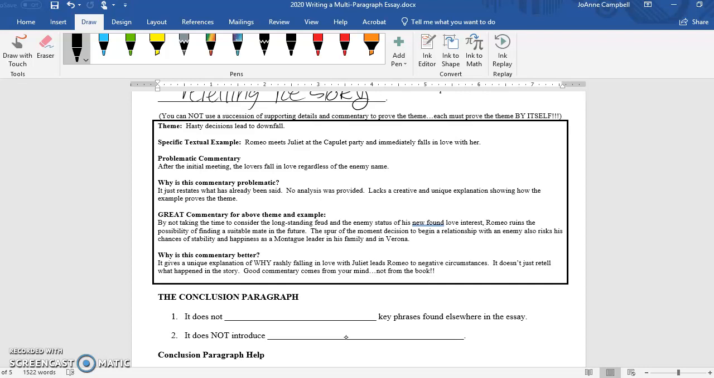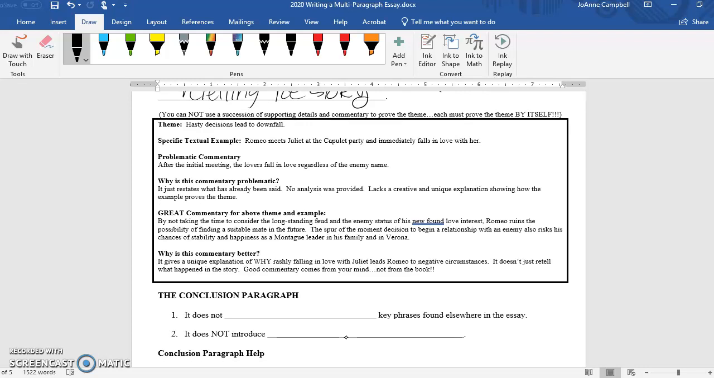And her example is that Romeo meets Juliet at the party and immediately falls in love with her. Okay. That's something that happens in the book. Now, this commentary is not good. After the initial meeting, the lovers fall in love regardless of the enemy name. It's just restating the obvious. Okay, so there's no analysis present, no original thoughts. So restating what's already been said, no analysis. Great commentary instead. This is what you should be doing.